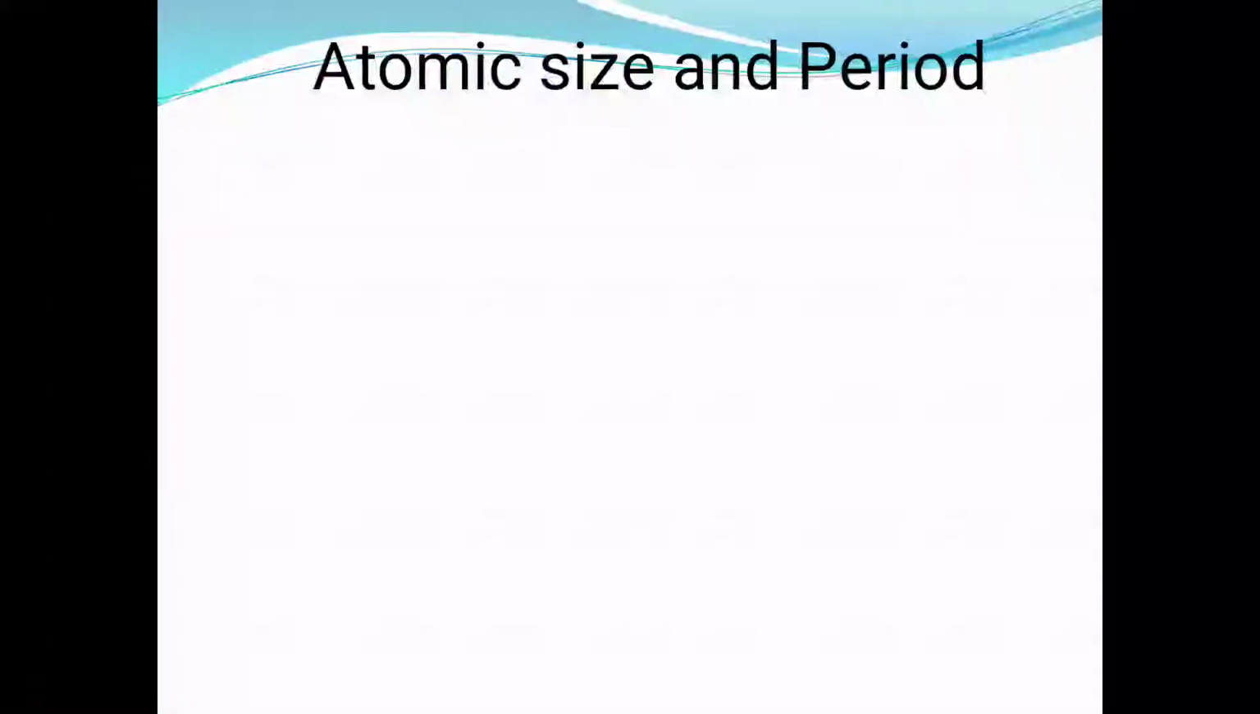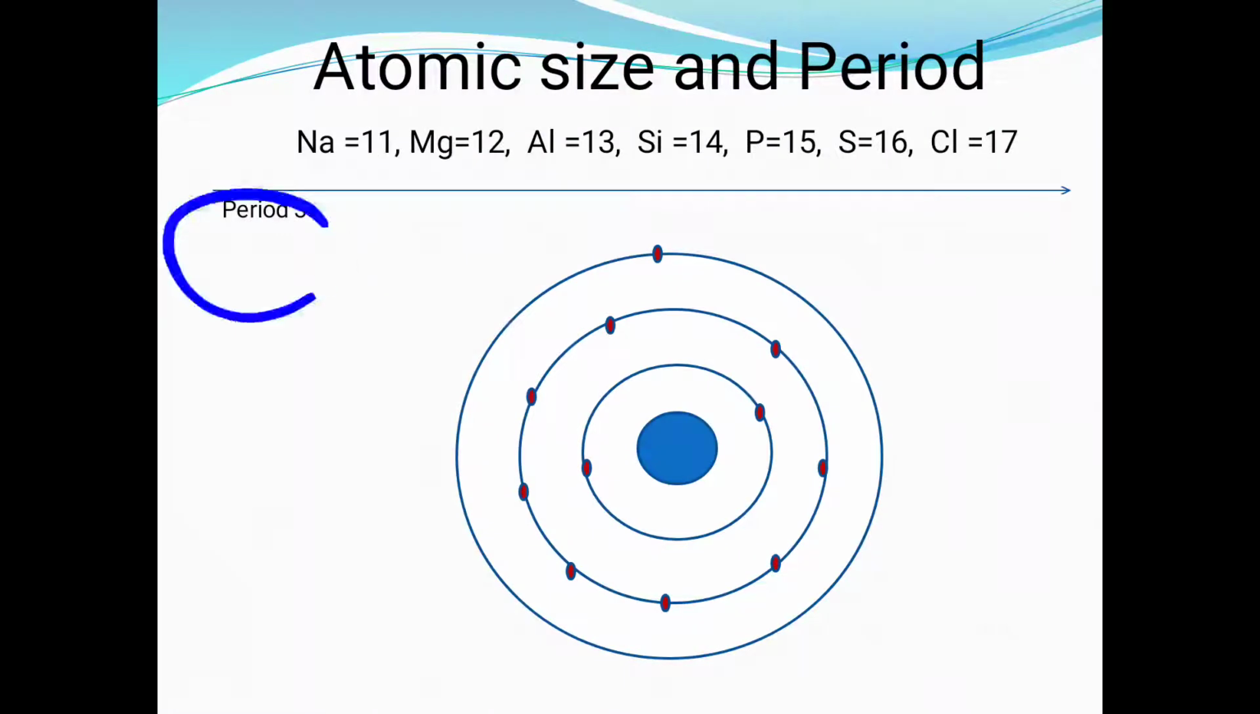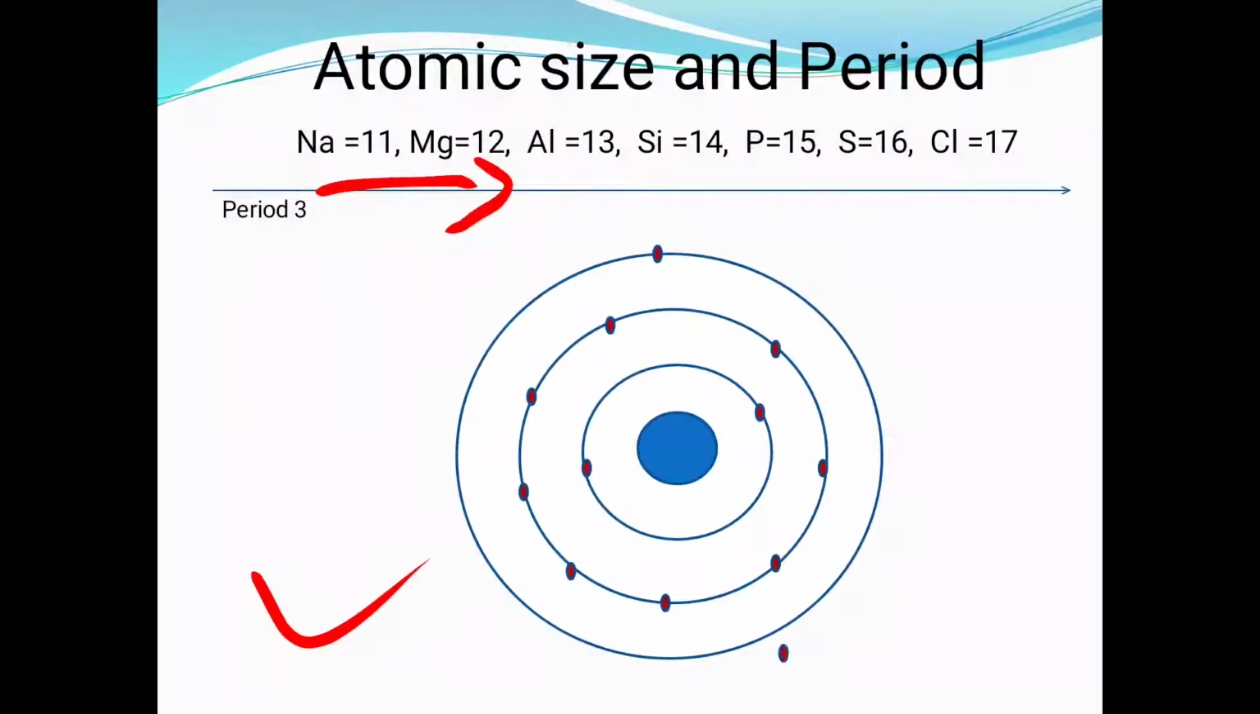Let's see the relation between atomic size and the period. Consider an example of the third period. The third period starts with sodium, atomic number 11. That means it has 11 protons in its nucleus. See, the diagram is showing the arrangement of electrons in the orbits. As you move to the next element in the same period, one more electron gets added in the same shell.